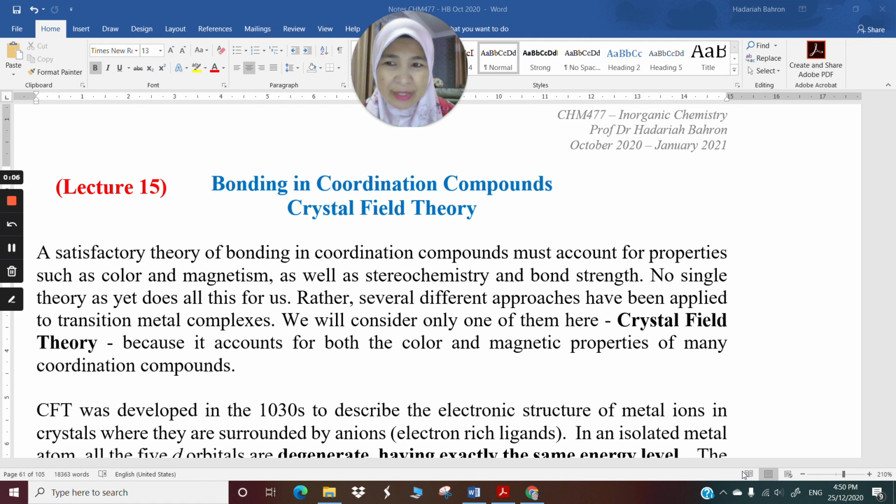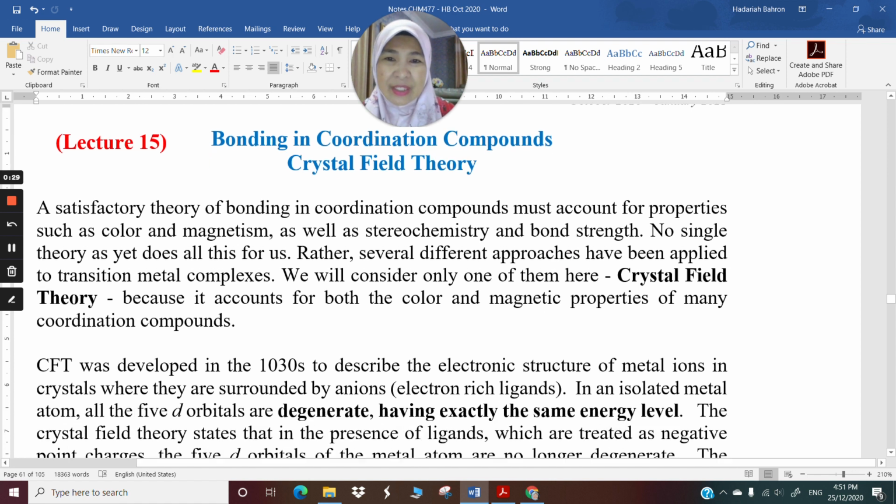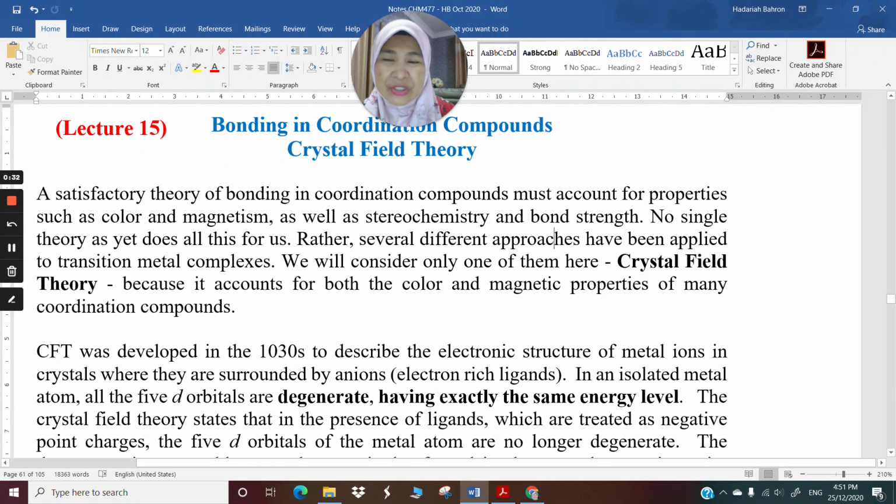Today we are having my lecture 15 for CHM477, Inorganic Chemistry, and lecture 15 covers bonding in coordination compounds and how that is explained through crystal field theory. Because in my lecture 14, I explained about valence bond theory, and in this lecture, the next one, which is lecture 15, is the explanation about crystal field theory.